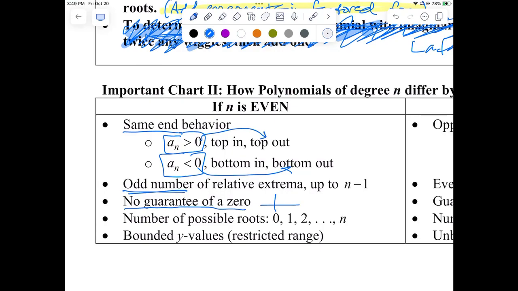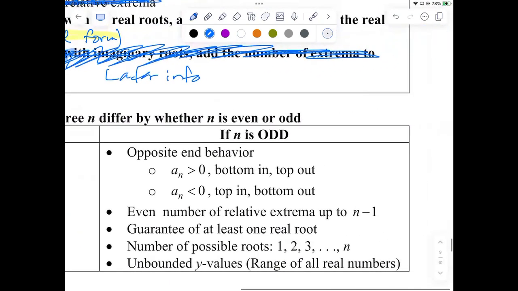Okay? There's no guarantee of a zero. If the x-axis is there, they could do all their dancing and turn around before they even touch or cross the x-axis. But the number of possible zeros could be 0, meaning there are none, or 1, 2, 3, 4, 5, 6, whatever, up to n. They are bounded, they have a restricted range. They're not all real numbers. Sometimes we can't find what the range is unless we know calculus or have a calculator.